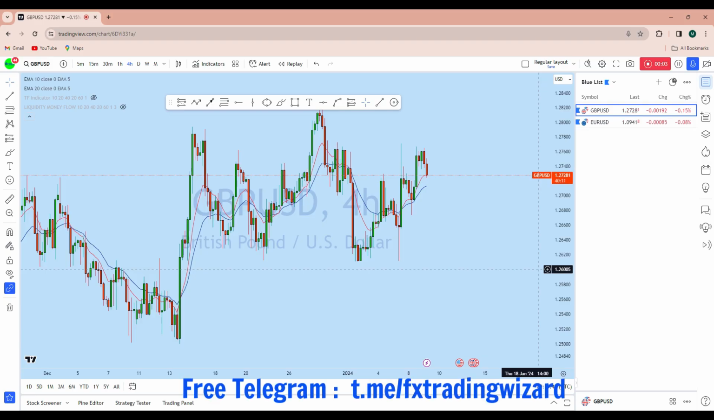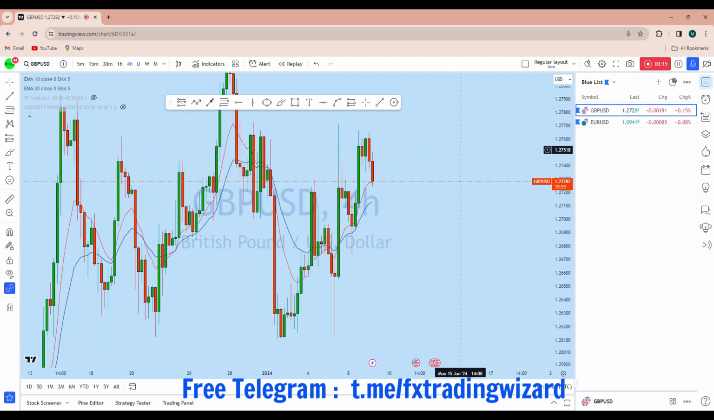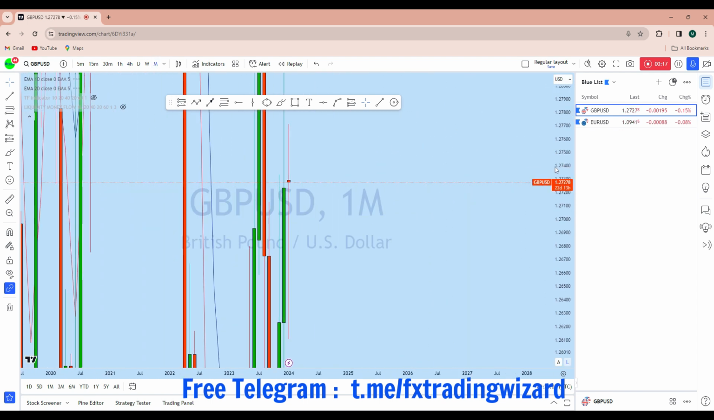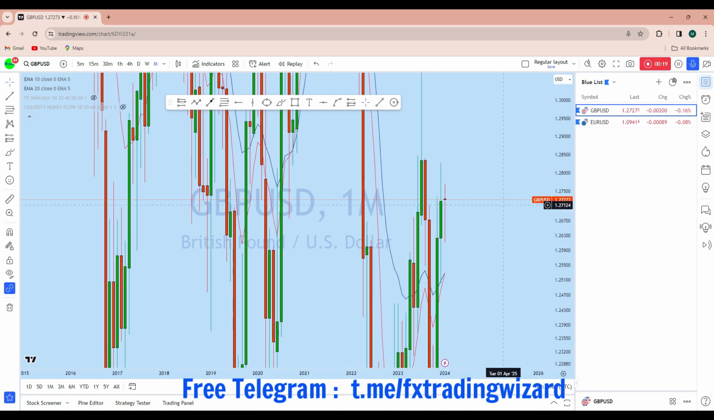Looking at GBPUSD and Euro dollar, let's see what kind of trading opportunity currently we have in both of these instruments. Starting first of all with GBPUSD, looking at the monthly chart in this instrument to see overall direction in the market.